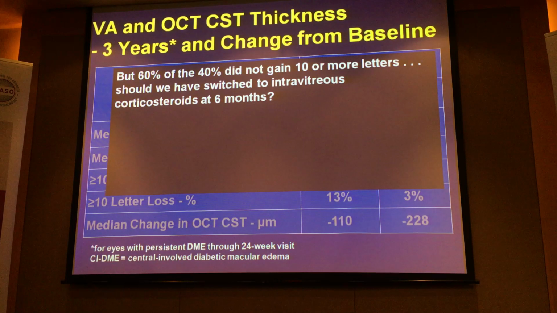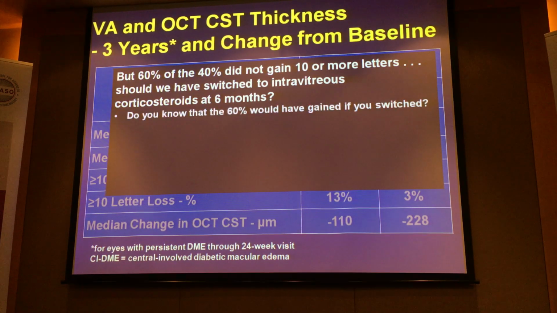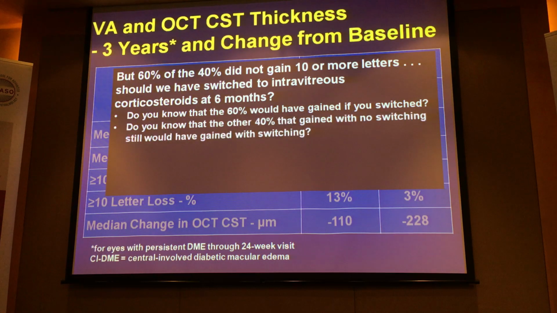This is from Professor Bressler. He says, 60% of the 40% did not gain 10 or more letters. Would we have achieved more with switching at 6 months? Firstly, we don't know that if you switch, your vision will improve. In fact, most times they don't improve. Do you know that the other 40% with no switching could have gained switching? That's true, you don't know.